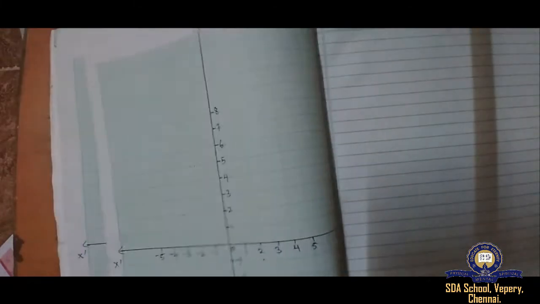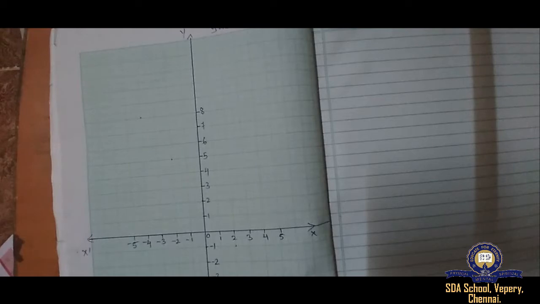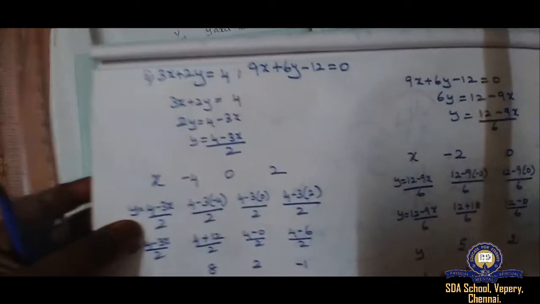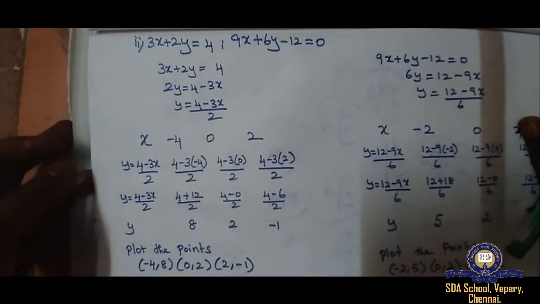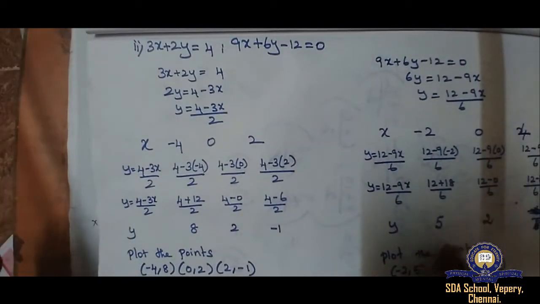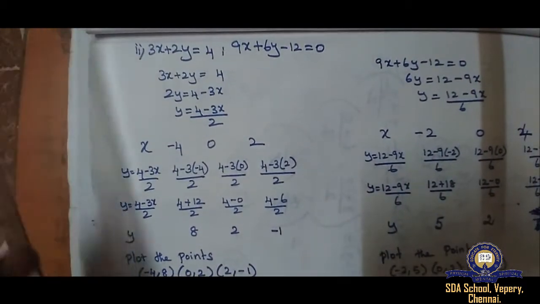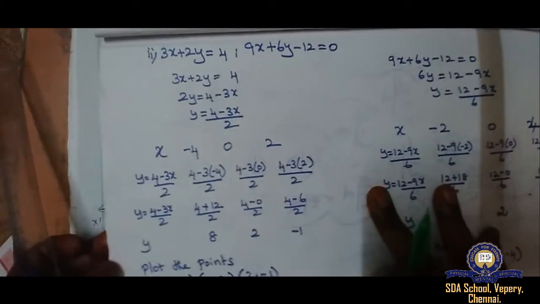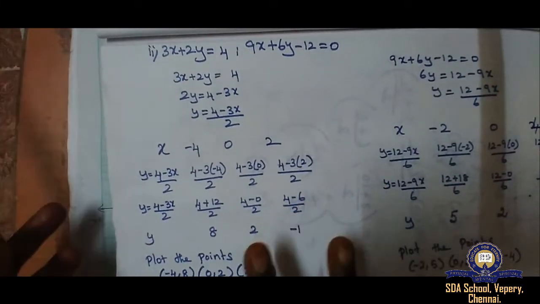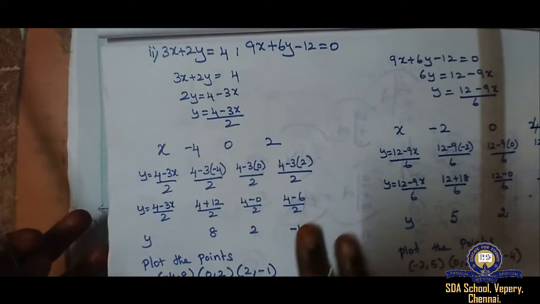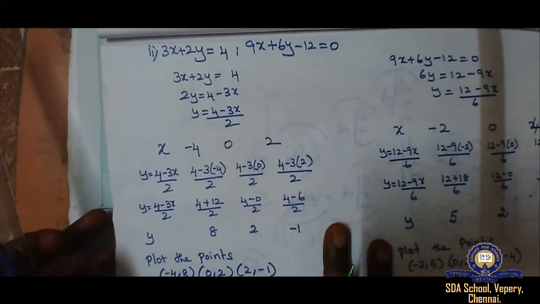Next we'll move on to the second question in the second Roman letter, second tabular column. The question is 3x plus 2y is equal to 4 and 9x plus 6y minus 12 equal to 0. Here I cannot take the same values. It's a big number, so we can take 3 values. That is more than enough.